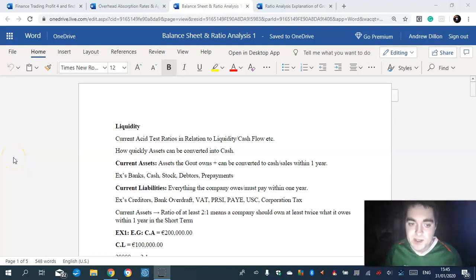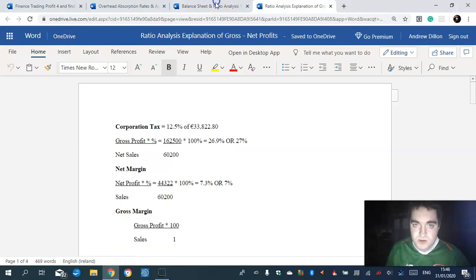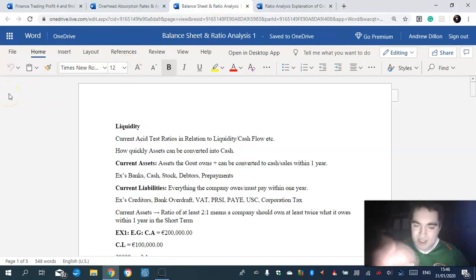Now this is going to be the second half of my learning outcomes of what I learned in finance throughout the year. I'm going to be explaining a bit more about the ratio analysis and the balance sheet, and then I'll be doing more about the ratio analysis of gross and net profits. That will be on the second document, but for now I want to go to the balance sheet and the ratio analysis.